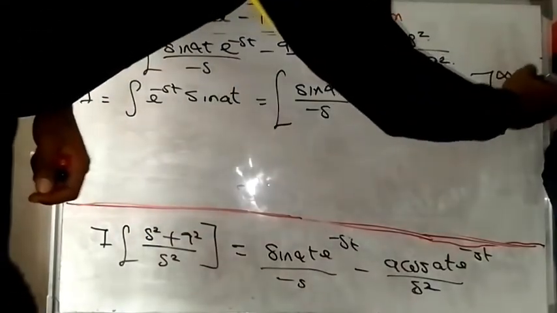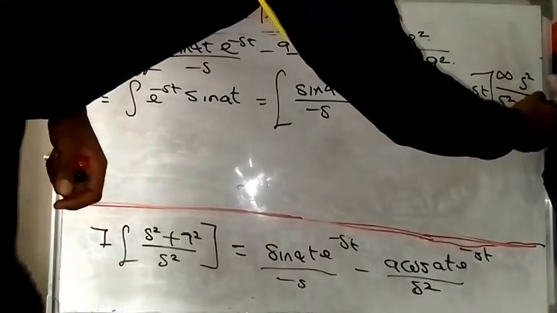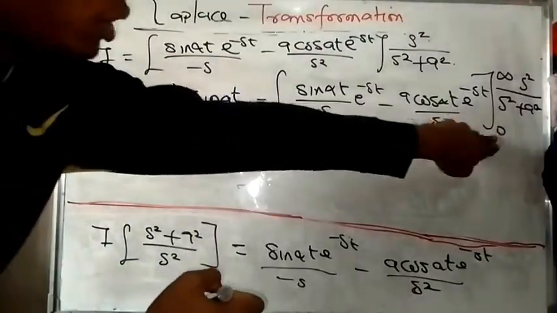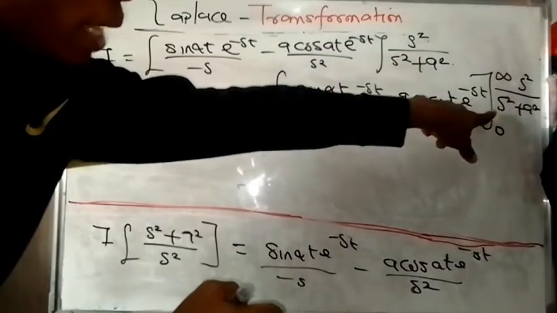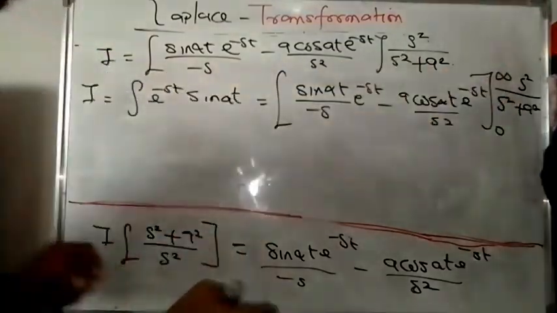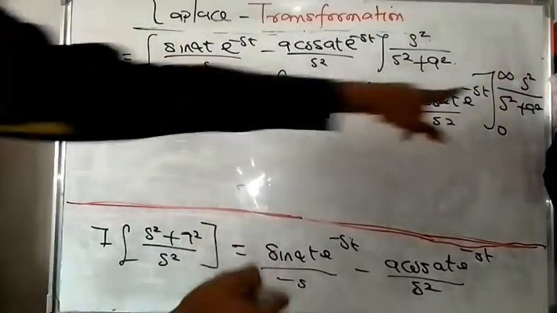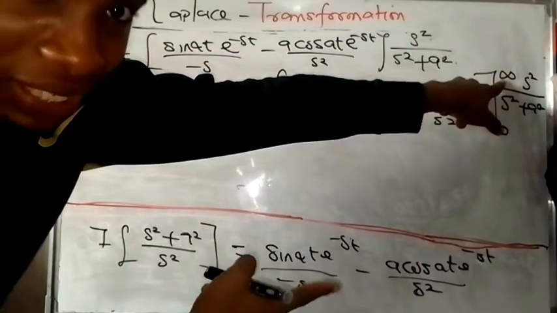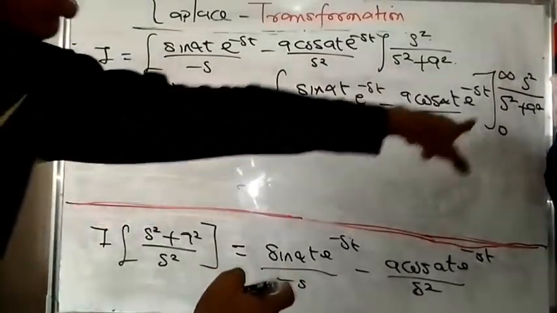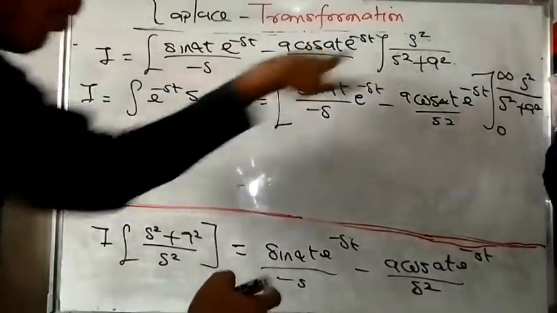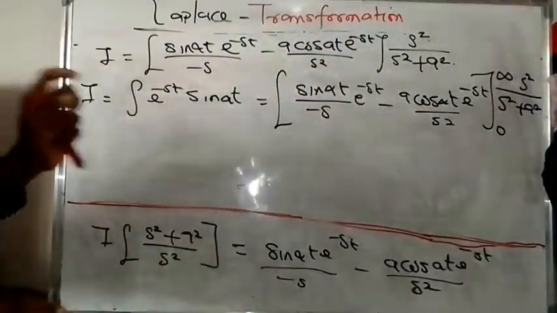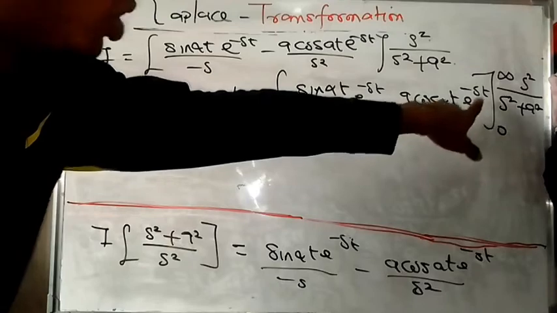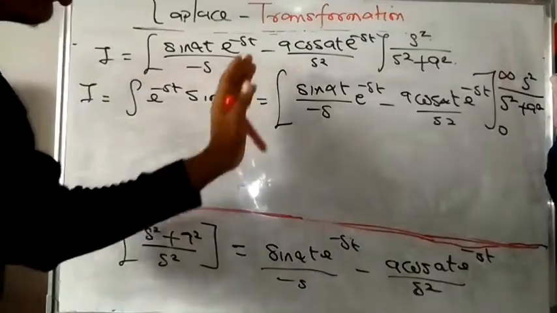So we'll have s squared divided by s squared plus a squared, times the bracket, and this is where we take our limit from 0 to infinity. We start with infinity first. When t tends to infinity, everything in this place becomes 0, because the exponential of infinity is 0, and 0 times every other term is 0.